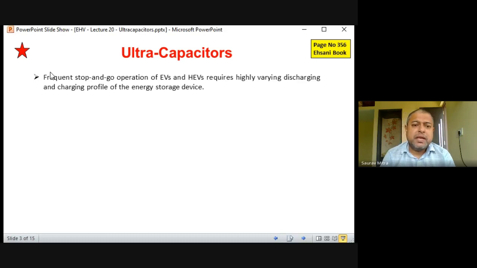Whenever we want energy from some source we use battery, whenever we want power from such source we use ultracapacitor. Frequent start and stop operation of EV and HEV requires highly varying discharging and charging profile of the energy storage device. So there is not only energy supply, but energy supplied per time. That is what is talked about here. In an electric vehicle, or any vehicle, if there is huge traffic ahead, you have to do start, stop, all those things continuously.